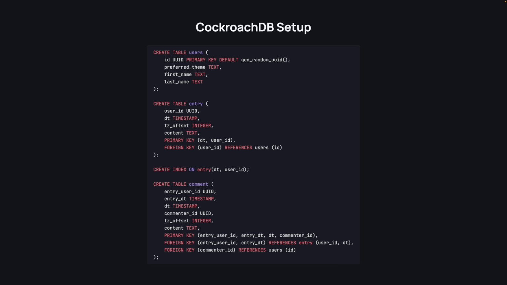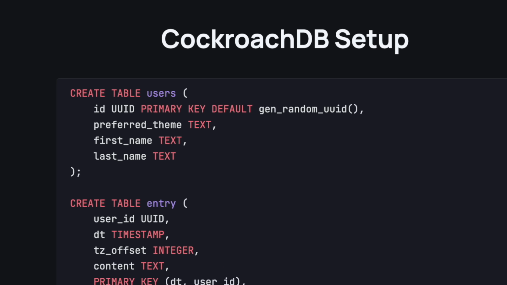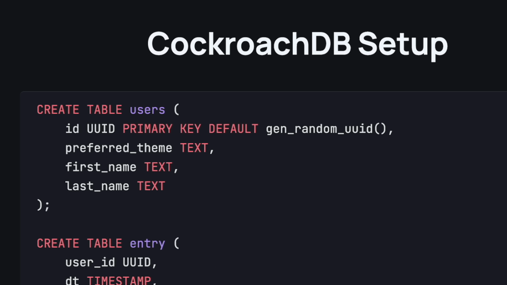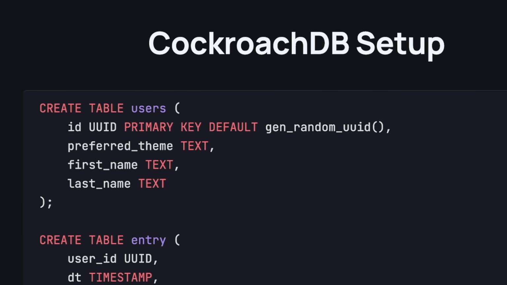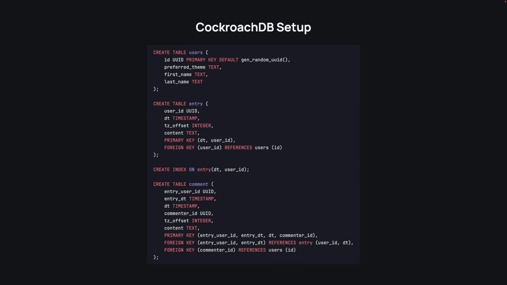Now this is the CockroachDB migration. Because CockroachDB emulates the Postgres 13 feature set, we have the gen_random_uuid function, and the migration winds up being exactly the same as the vanilla Postgres 16 version.